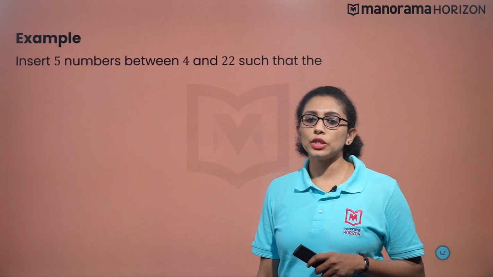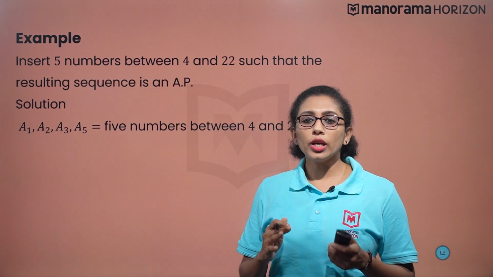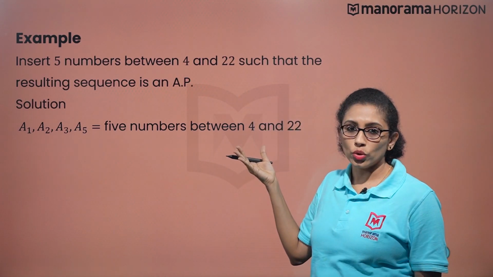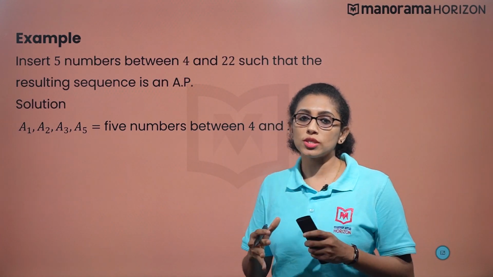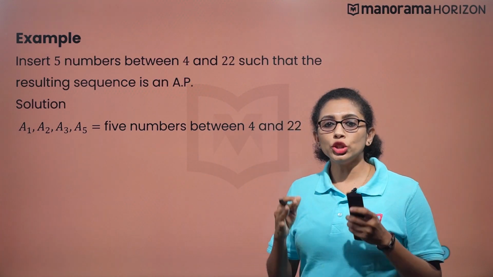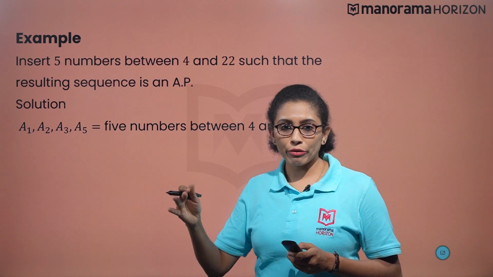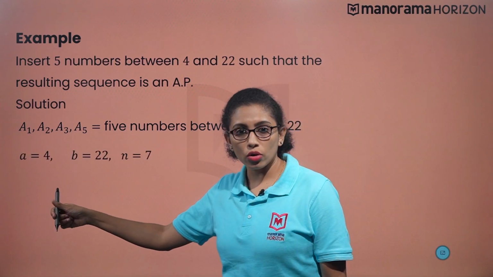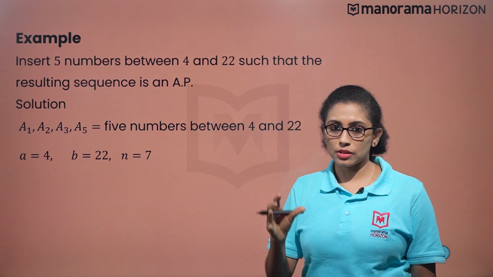Insert 5 numbers between 4 and 22 such that the resulting sequence is an AP. Here we are asked to insert 5 numbers between 4 and 22 such that the resulting sequence also forms an AP. So for that we have to apply the concept that we have learned in the arithmetic mean section, right? Let A1 to A5 be 5 numbers between 4 and 22 such that 4, A1 to A5, then 22 are in AP. Then the first term A is equal to 4, the last term B is equal to 22 and n is equal to 7, the number of terms.